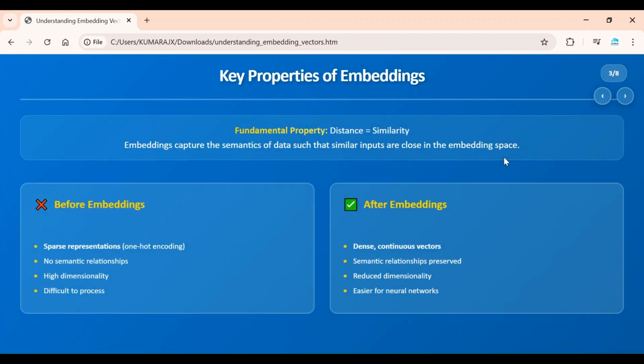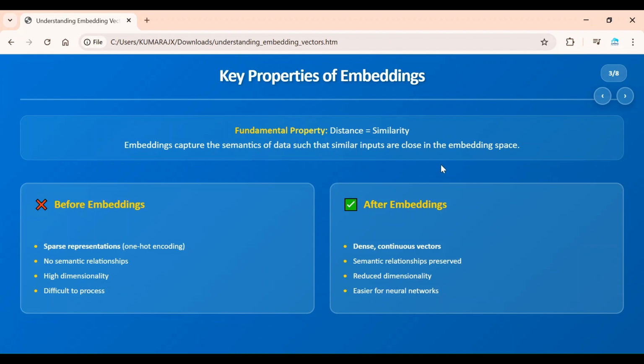So now let's look at some of the key properties of embeddings. You're seeing I have written here: distance is similarity. What does this mean? In the embedding space, similar things are placed close together. It's like organizing your music library not alphabetically, but by how similar the songs actually sound. Let's look at the comparison here.